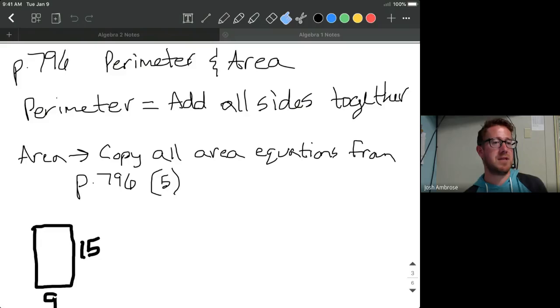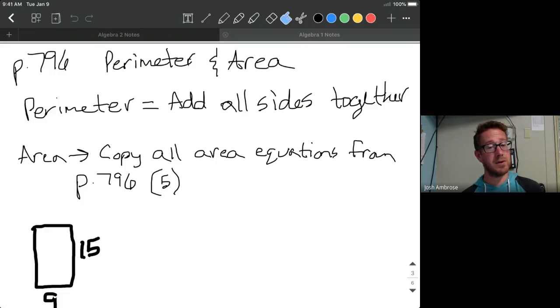We're on page 796. You need to have your textbook open. Grab that, get that open. We're looking at perimeter and area. And let's jump into the first definition here. Perimeter, as you can see, basically add all sides together. So it doesn't matter if we're talking about a square, rectangle, triangle, trapezoid, any different shape we're talking about. Perimeter is you're adding all the sides together.